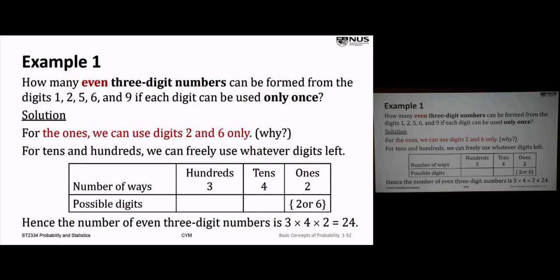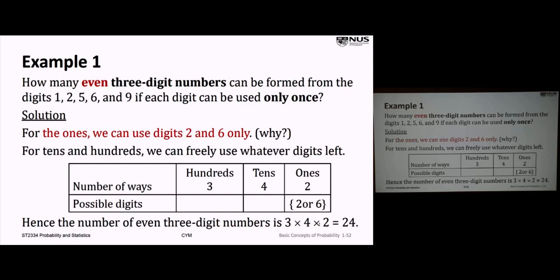Now, once I've made that choice, 2 or 6, no matter what I've got left, I can put that in the hundreds or the tens, doesn't matter which way I go, I'm going to produce an even number. So this is what this statement means. For tens and hundreds, I can use whatever is left. Okay, so my experiment 1, I don't like the way it's written, it's gone 3 times 4 times 2. So my experiment 1 is 2. I have 2 choices, I choose a 2 or a 6.